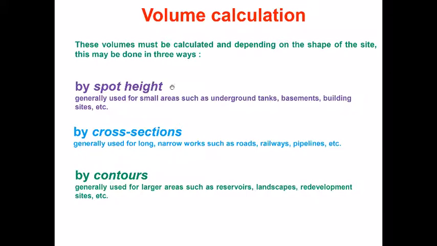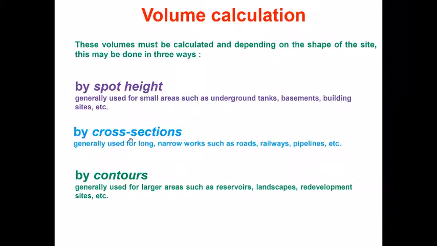In spot heights, what we do is we make a grid, and we calculate the areas for each square or rectangle in the grid, and then we calculate depths at the intersections of the grids, and then we calculate the average depth of any square or rectangle, and then we multiply that average depth by the total area, and that is how we do it by spot height.